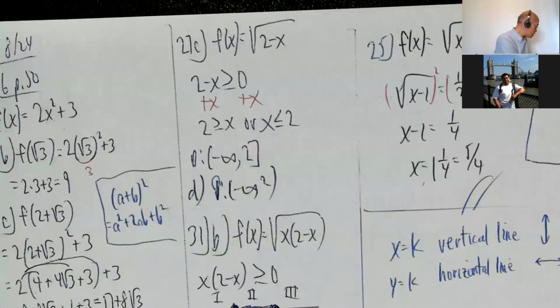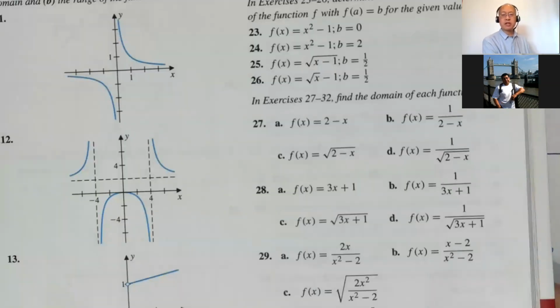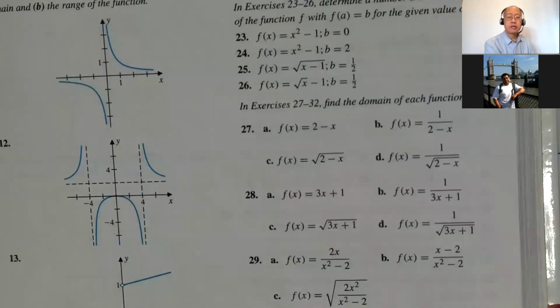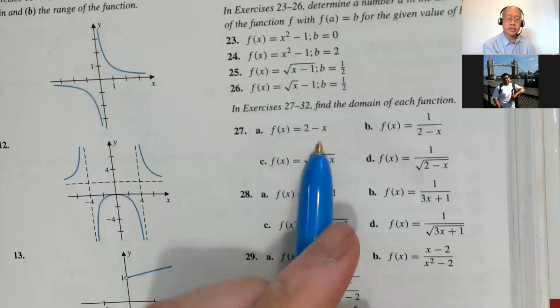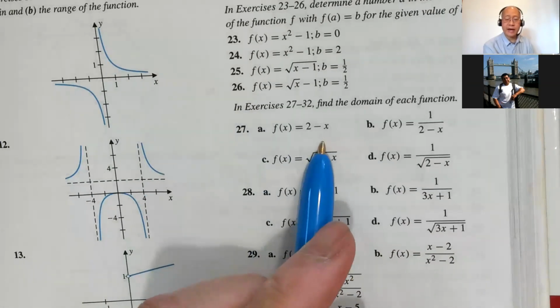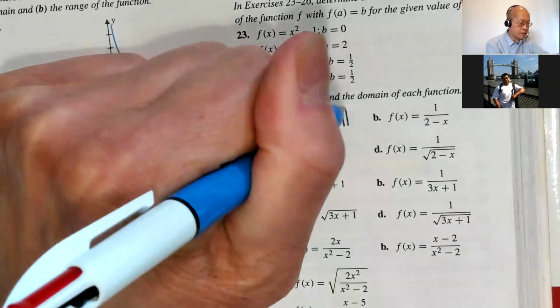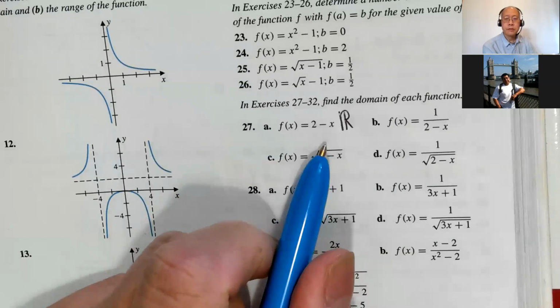Okay, problem 27. So I'm trying to show you at least one of each type of problem. Ask for the domain of each function. I was going to do C and D because those are the hardest. I'll just mention quickly in passing 27A, 2 minus x. You're allowed to plug in any real number for that. Okay, so the domain is simply all real numbers.